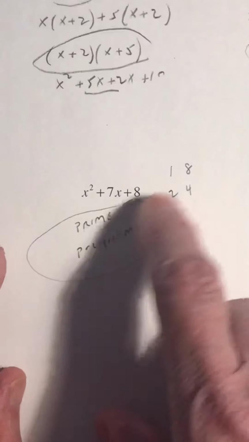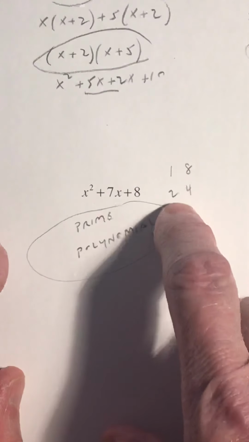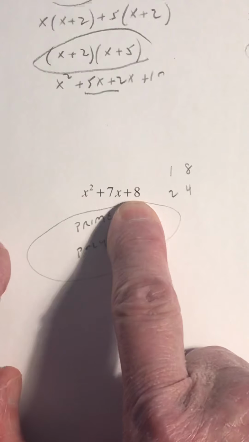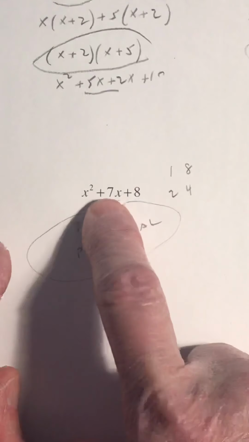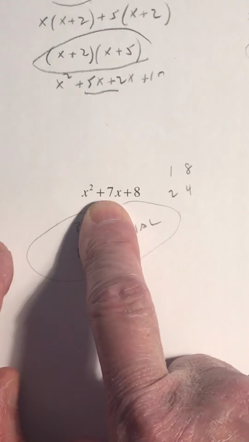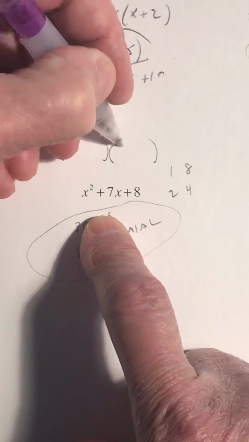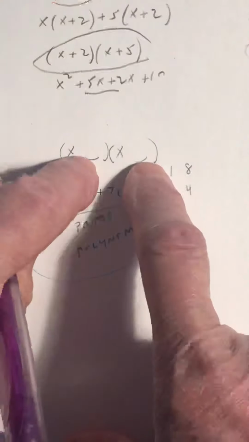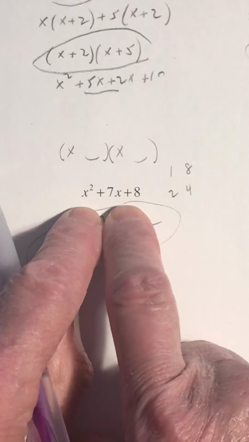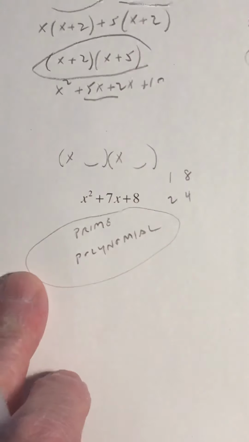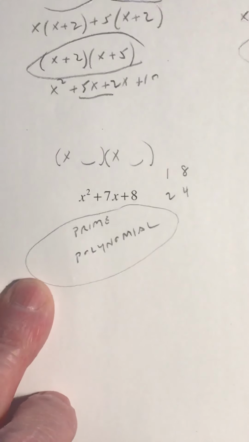Okay, how do I know it's prime? I made a complete exhaustive list of all the ways I could multiply and get 8, and none of them add up to 7. Okay, you could sit there for hours and hours trying to get numbers to put there and there so it would come out to this. You can't do it. You can't do it. Okay, not with integers anyhow.